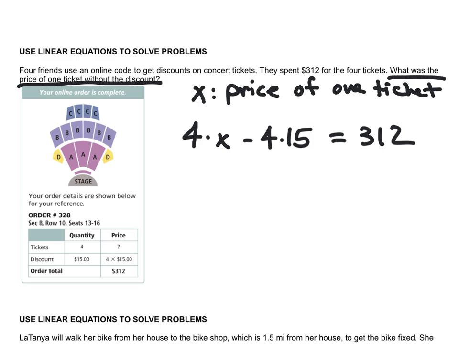The first thing I want to do is do this multiplication here with 4 times 15. Now this negative sign is just going to carry down into our next step. So I'm going to have 4x minus, now 4 times 15 is 60, and then that's going to be equal to 312. And what we have is a 2-step equation.